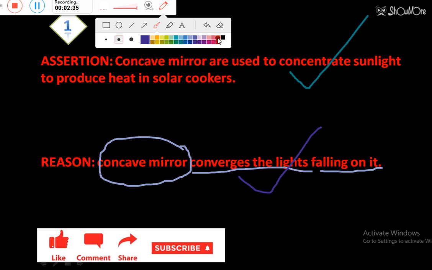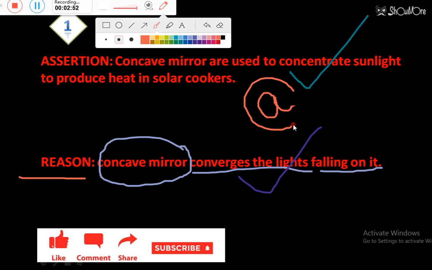So for this question, students, your answer will be: both assertion and reason are true, and reason is the correct explanation of the assertion. So the answer will be option number A.